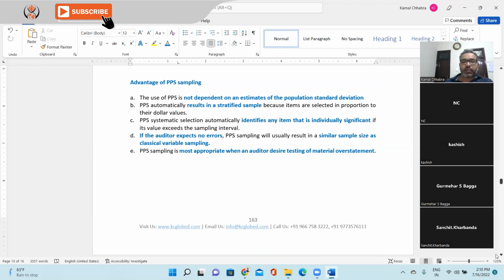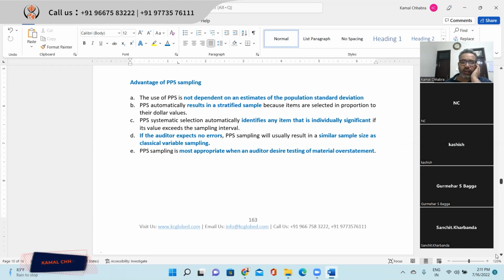Third, PPS systematic selection automatically identifies any item that is individually significant and whose value exceeds the sampling interval. So the key advantage is it selects almost all the key value items, so it will help you give more coverage, right? That is the key advantage of PPS sampling. If the auditor expects no error, then PPS sampling will usually result in a similar sample size as a classical variable sampling technique would.